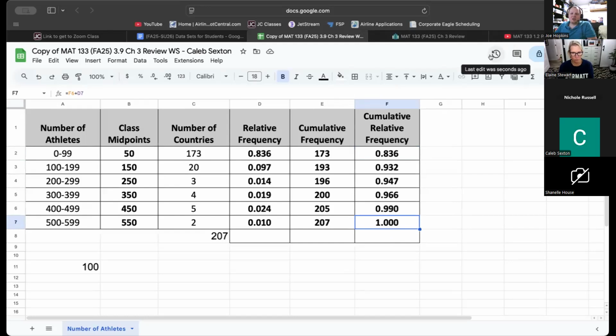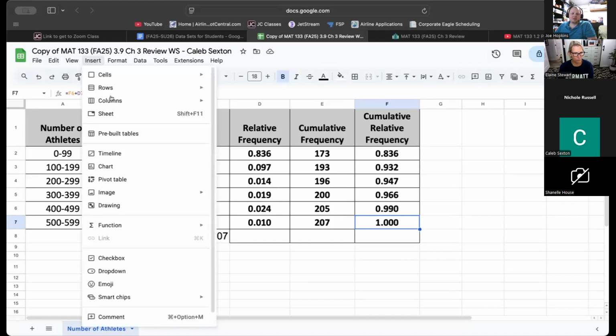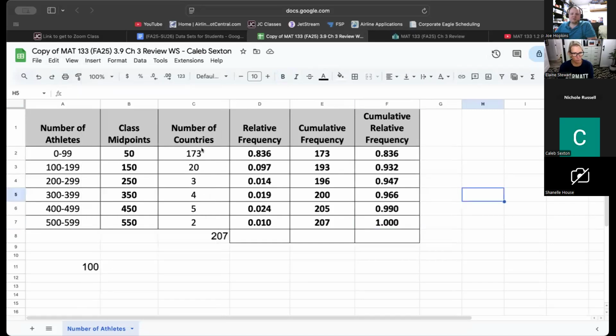The last thing we need is we also need a chart. We're going to insert a chart for the number of countries. So you need to highlight cells C2 through C7. Those ones are what we want to give the chart on. So insert chart.